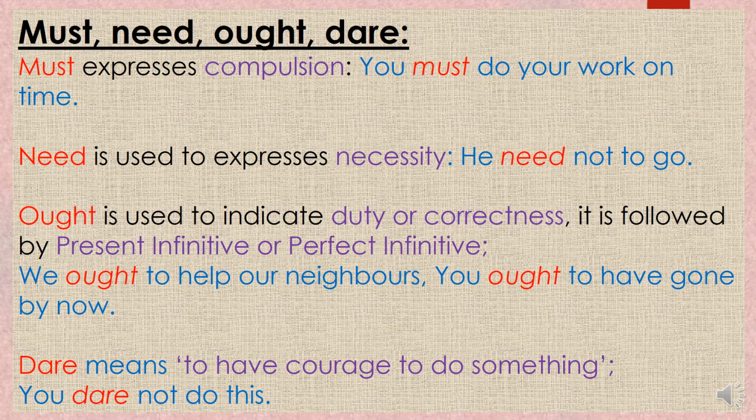And see the next example, you ought to have gone by now. You have already learned the perfect tenses, that we use have and has in perfect tenses. So here have is used after to. You ought to have gone by now. And here you are showing the correctness of something, that it would have been correct if you had gone by now.